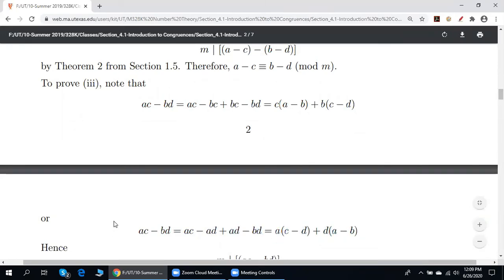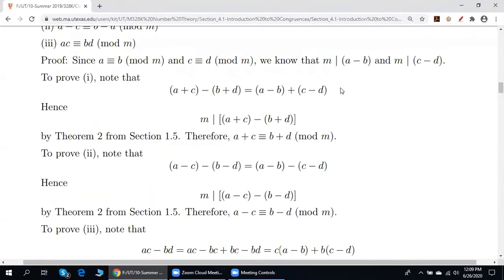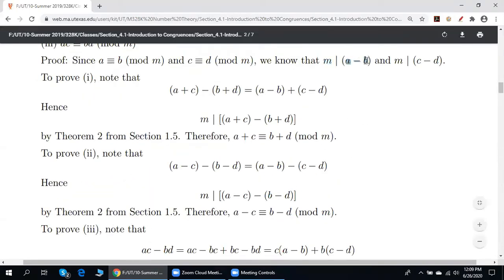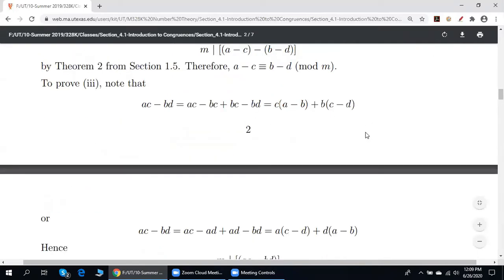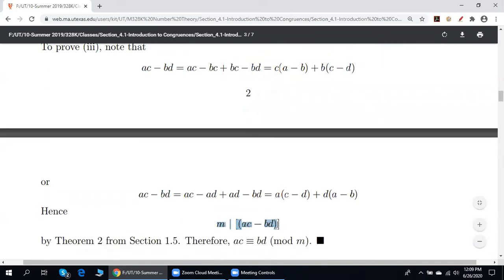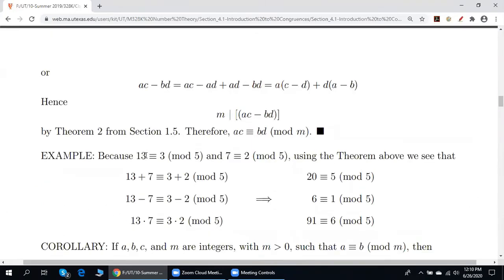Here is what we do next. Note that since M divides A minus B and C minus D, M divides this and M divides this. So no matter which approach you choose, this or this, M divides AC minus BD. It's exactly what is written here, means this. Done. Here's an example. 13 is congruent to 3 modulo 5. 7 is congruent to 2 modulo 5.